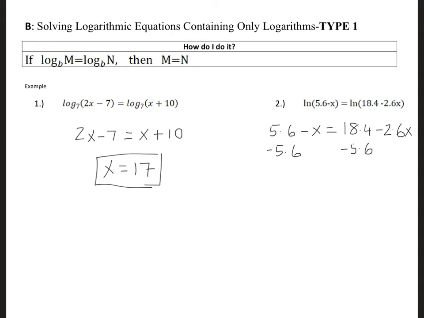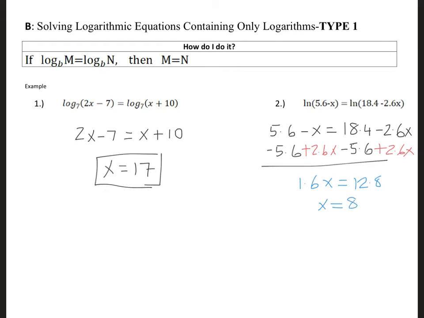So here I'm just using simple algebra to solve this equation. And what do I get? Remember, here I can add 1.6x to both sides, and I add 2.6x. And then when I simplify all this, I get 1.6x is equal to 12.8, and I get x is equal to 8.